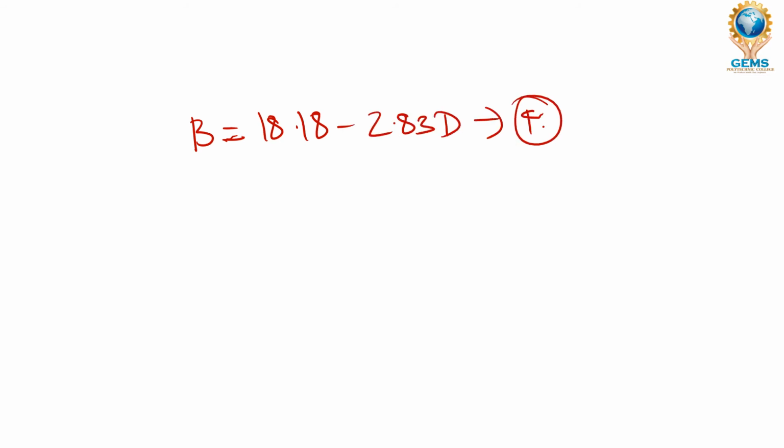From the equation that we formed on the previous slide, we are going to derive the b value. The b value will be on the left side and the other values will be shifted to the right side. I'm going to write it for you so you can see how it looks. The b value is equal to 18.18 minus 2.83 d, which is our fourth equation. Now we are going to find the values of d and b in the upcoming slides.